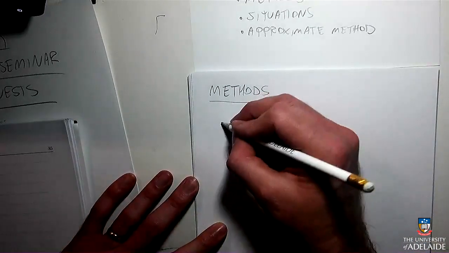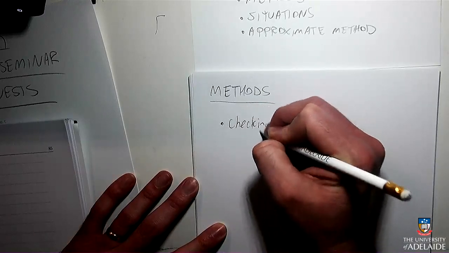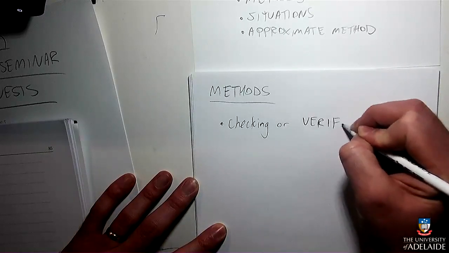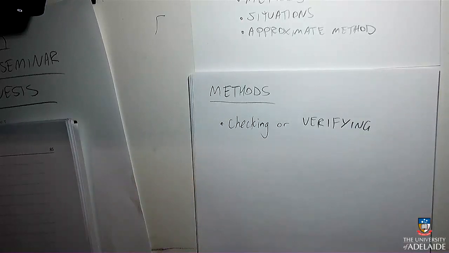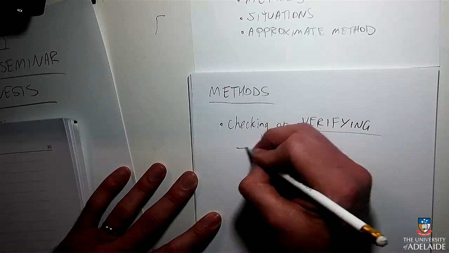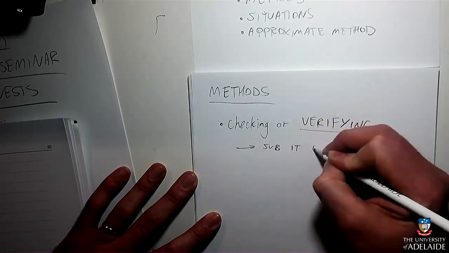Okay, so the first method, which isn't really a method, is not a method for finding a solution. It's a method for checking if it really is a solution. It's always something that you can do. No matter whether you know how to get the solution, you can always check it. Mathematicians tend to call it verifying. So they might say, verify that this is a solution of the differential equation, which means that you sub it in, and if it works, then it's a solution. And that method is sub it in.